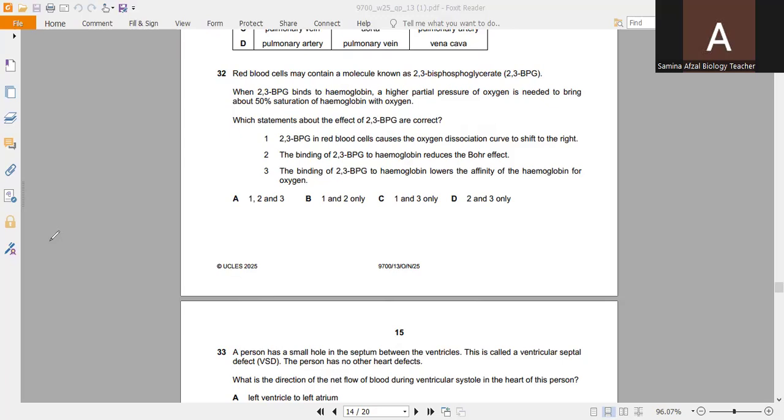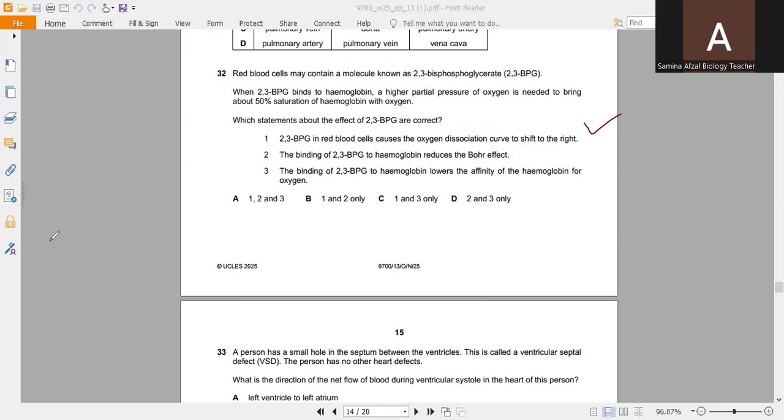So 2,3-BPG in red blood cells causes the oxygen dissociation curve to shift to the right. Needing a higher partial pressure of oxygen to reach the same saturation level is the exact definition of a rightward shift on the oxygen dissociation curve. So this is the correct statement.